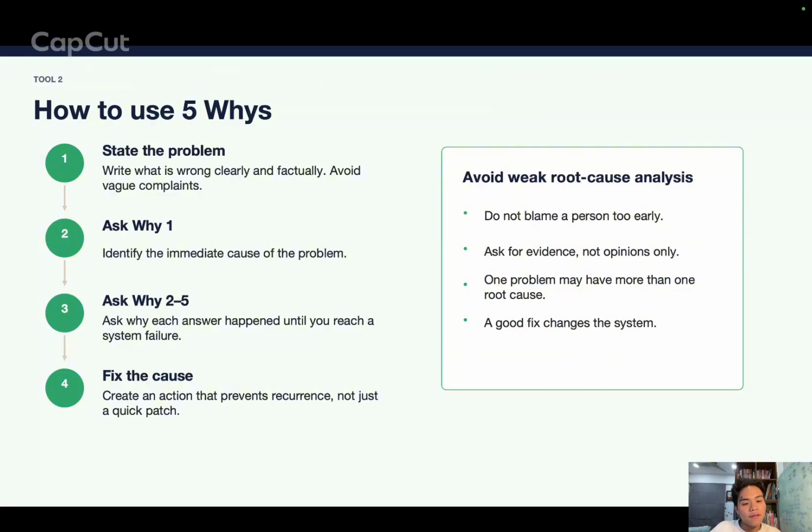We look for evidence, not opinions. Don't build the entire root cause analysis based only on assumptions. And finally, the corrective action is also very important because it improves the system rather than just telling people to be more careful.